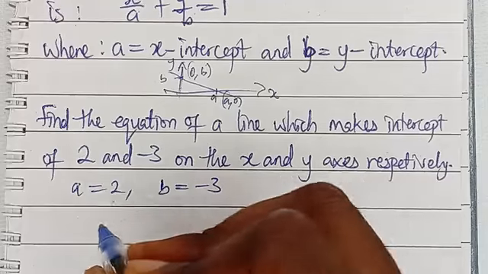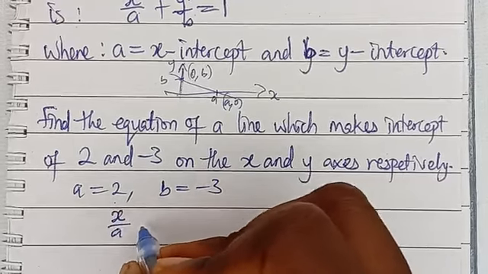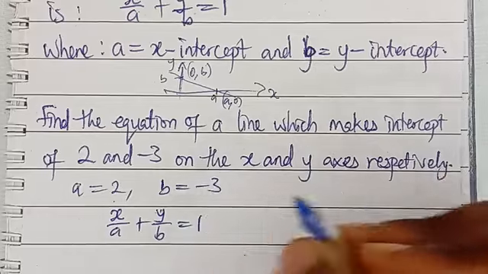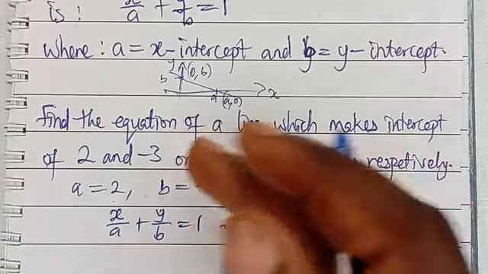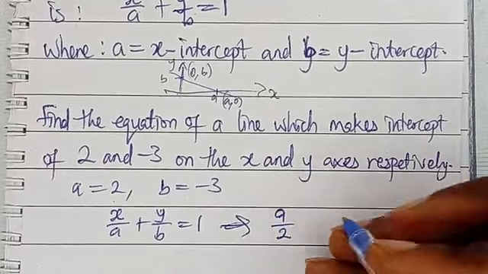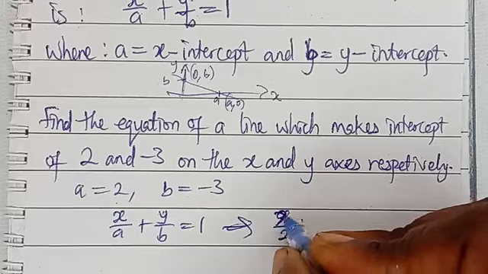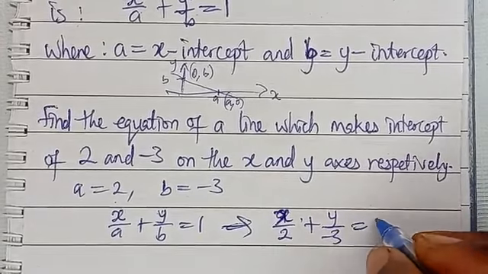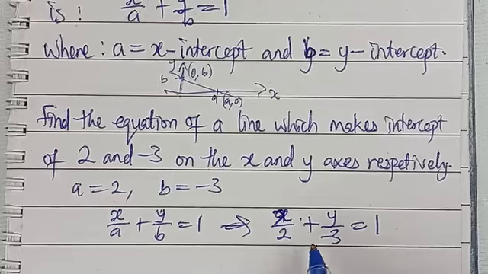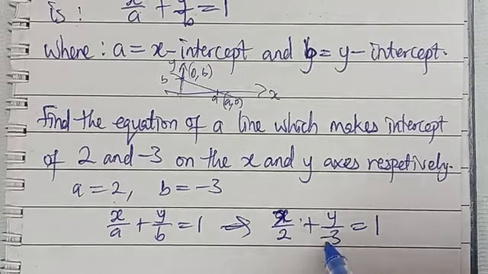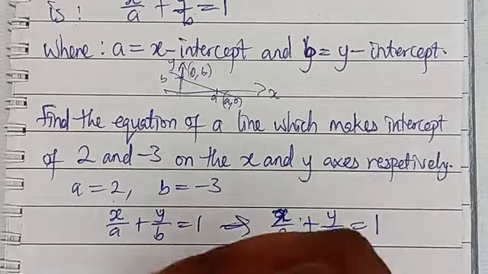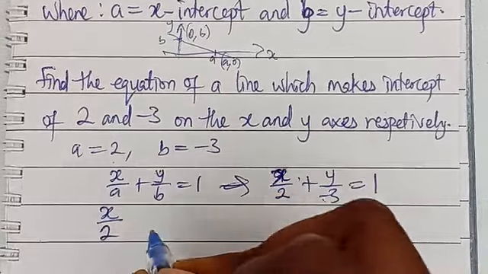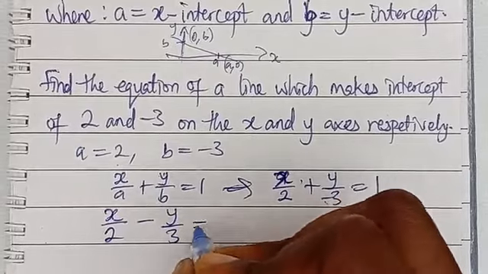And we know that in intercept form, the equation of a line is x over a plus y over b equal to 1. So how we write this is x over 2 plus y over -3 is equal to 1. Now, because of this plus and minus 3, that will give us a negative. So we have it in this form: x over 2 minus y over 3 equal to 1.